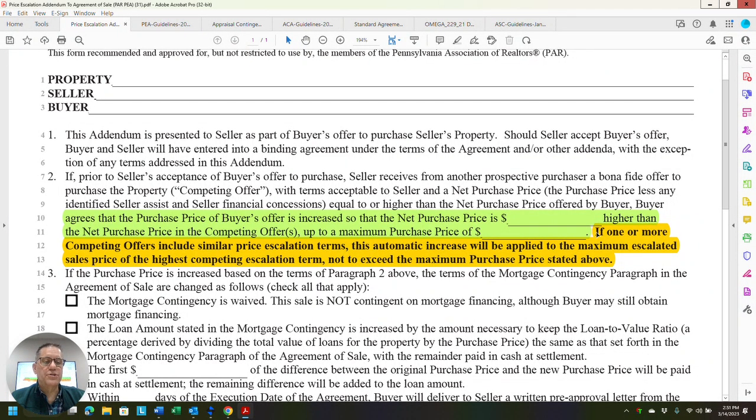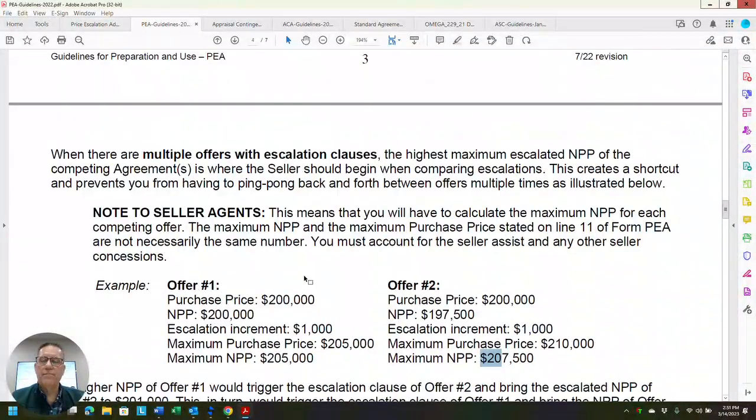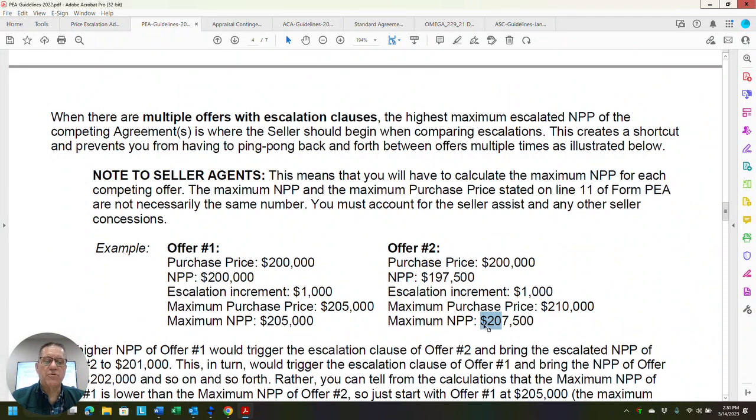Down here in gold, you'll see that if one or more competing offers include similar price escalation, this automatic increase will be applied to the maximum escalation sales price of the highest competing offer. And that was with that example over here, which automatically takes us up to 207, and it's at 205.